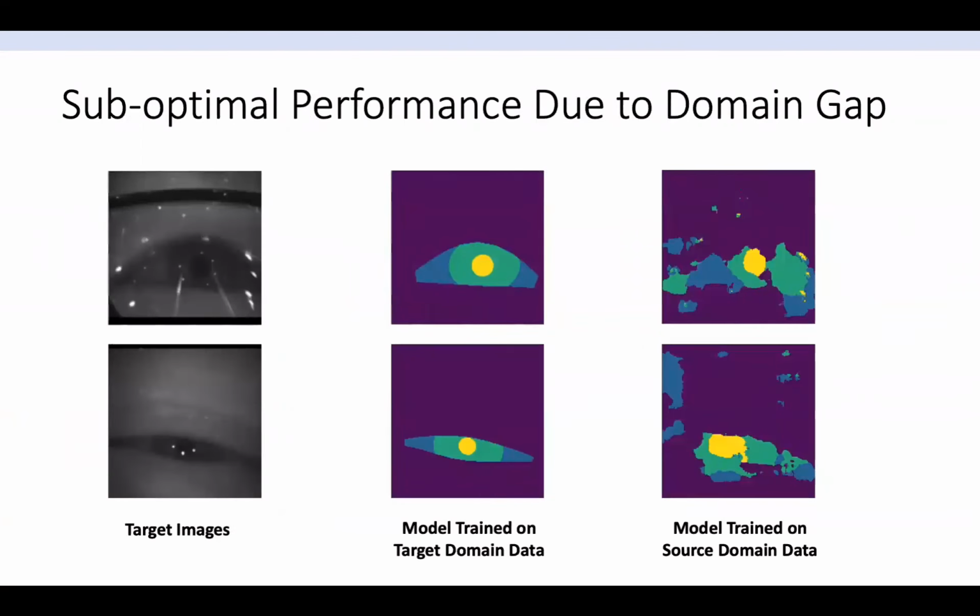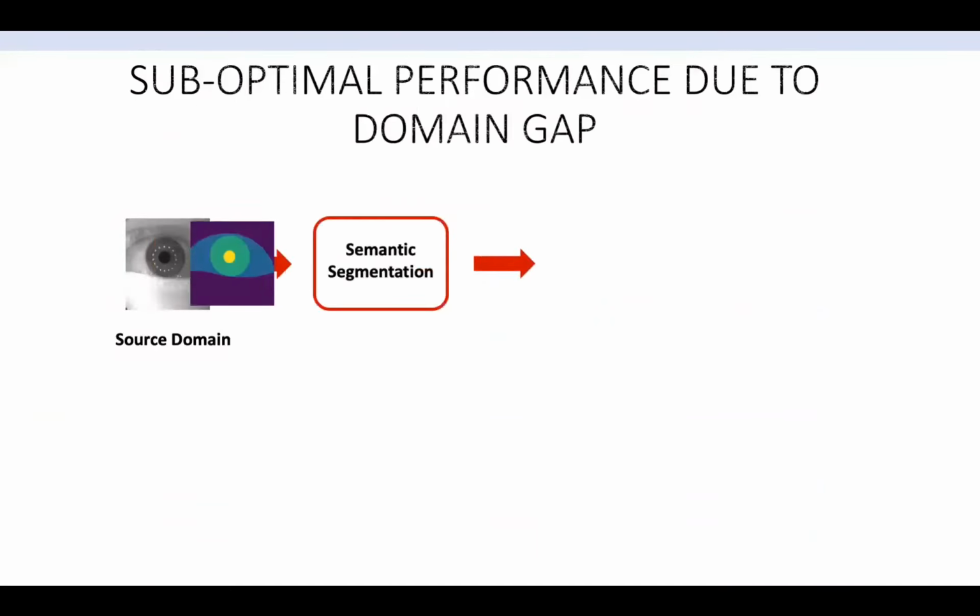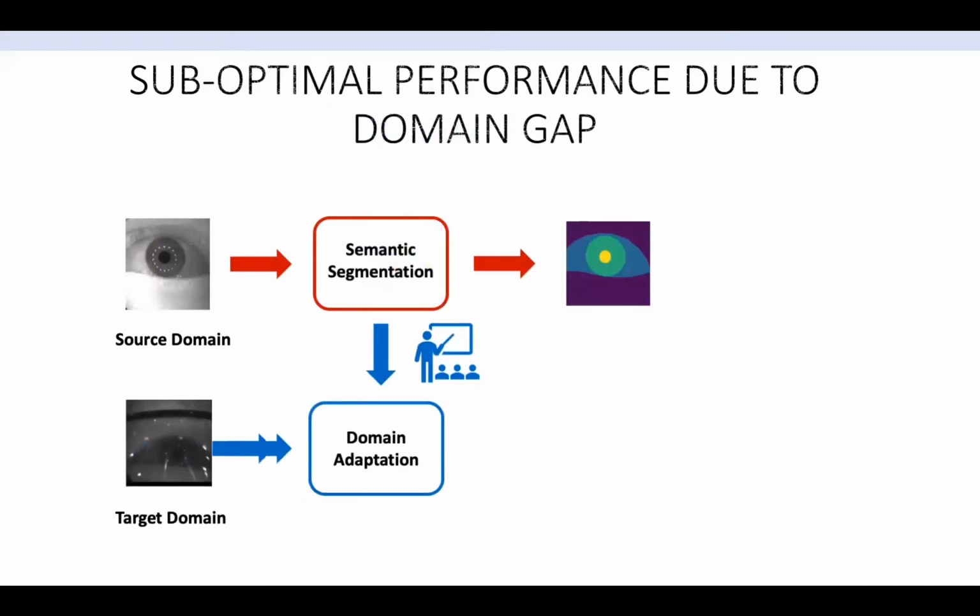However, domain adaptation can't be naively used due to domain gaps between source and target. Here, we show an example of segmentation prediction from a model which is trained on source domain data and applied on target domain. It's clear that the poor performance is due to the domain gap between source and target data. Therefore, we need to carefully design the pipeline to drive the two distributions closer.